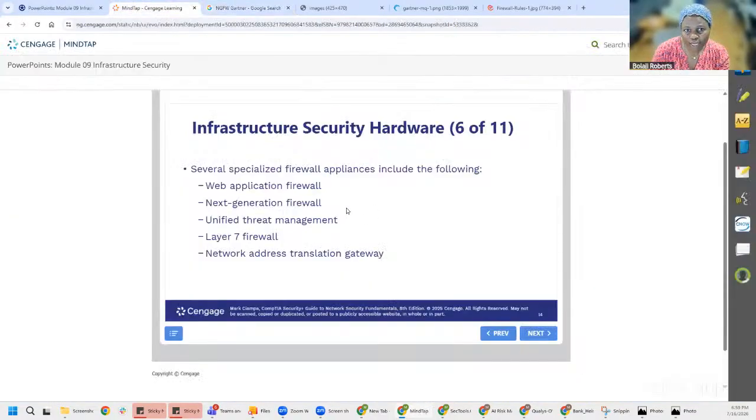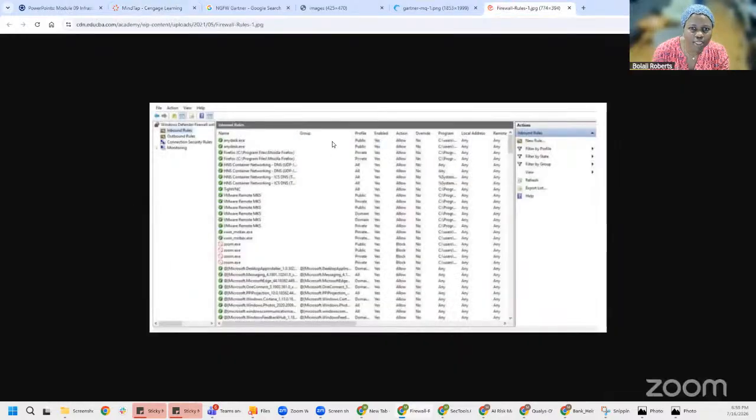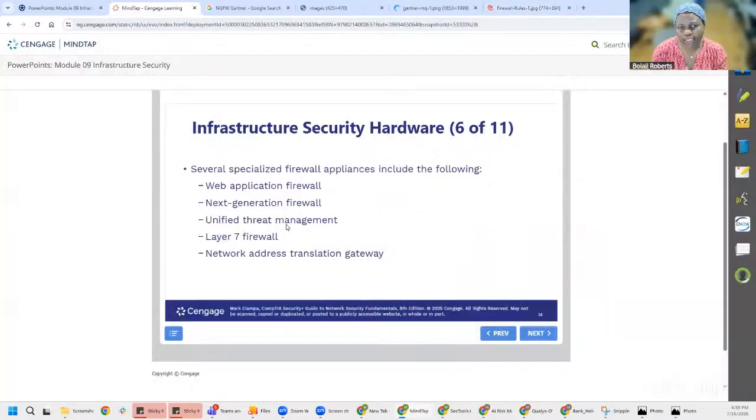Then we have UTMs, just the way the name implies, Unified Threat Management. I believe pfSense also does some level of unified threat management. What does unified threat management mean? It means that it does more than firewall. It means that it's also able to do IPS and IDS, sometimes even anti-malware. So unified threat management is able to do more than the firewall.